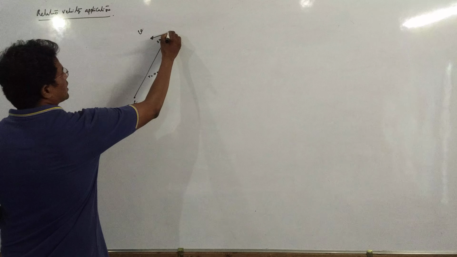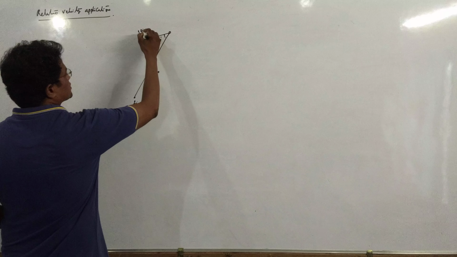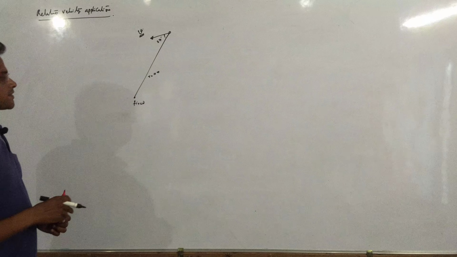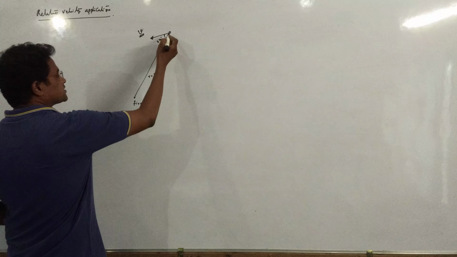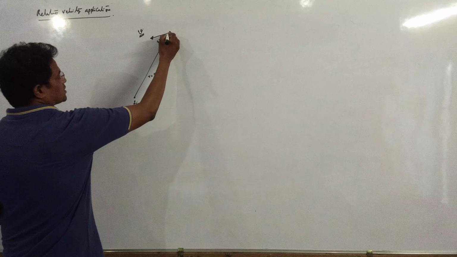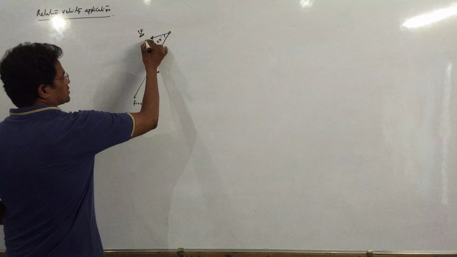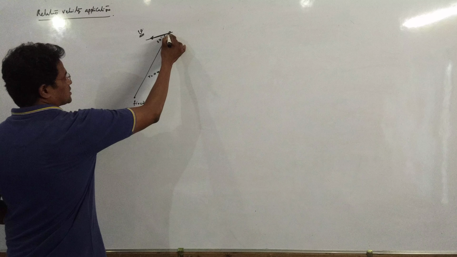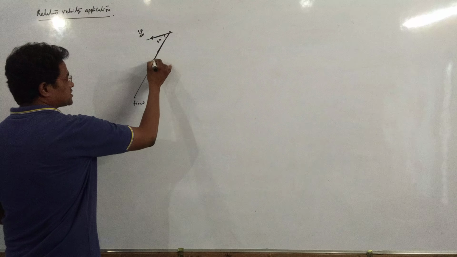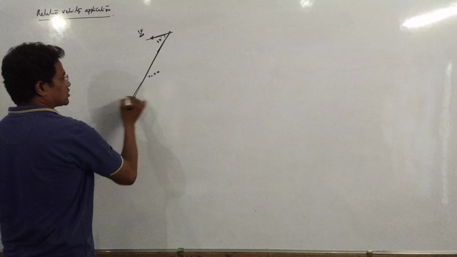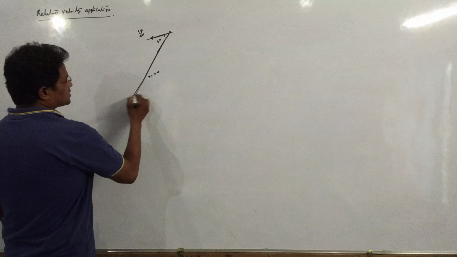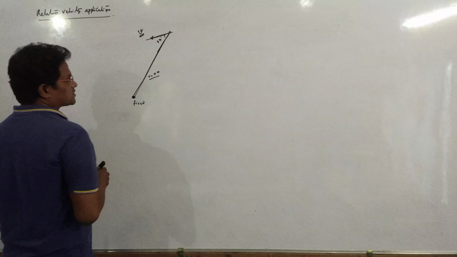Here, a body is thrown with some velocity v. It reaches the fixed point, so that the velocity as well as the distance remains constant. It is not a perpendicular distance, it is a fixed distance. Here I am taking the fixed distance value as r equal to 10 meters.